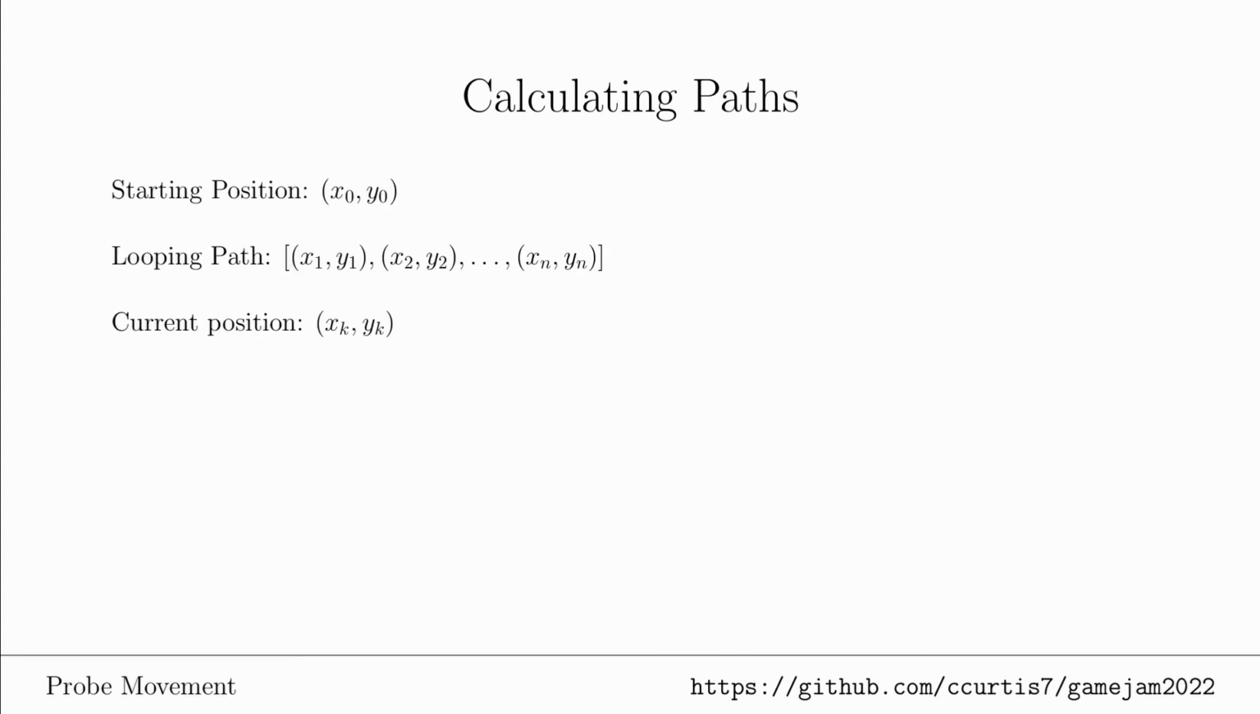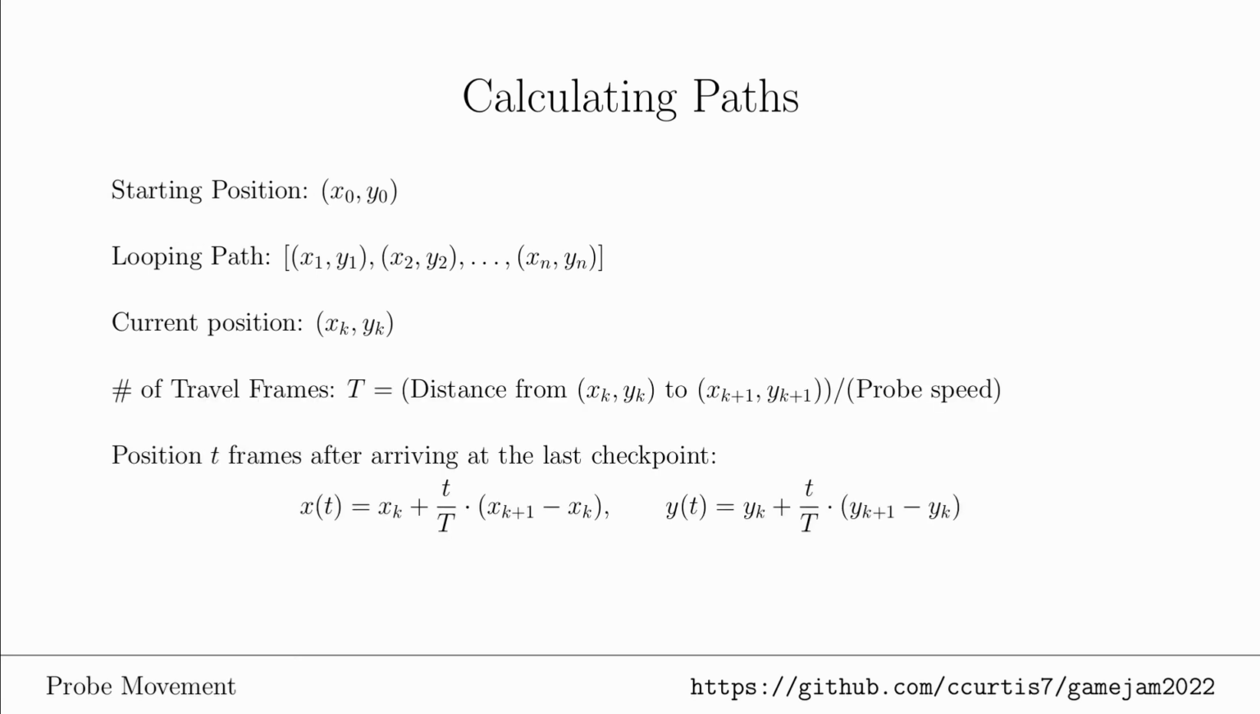The idea is that we begin with a starting position and a list of points. We calculate the number of frames needed to get to the first point, and then set a movement timer to let us know that we've arrived. And then we calculate the position along the straight line path from the first point to the second point, and repeat the process. When we get to the very last point, we connect back to the first point in the loop, and the path starts all over again.